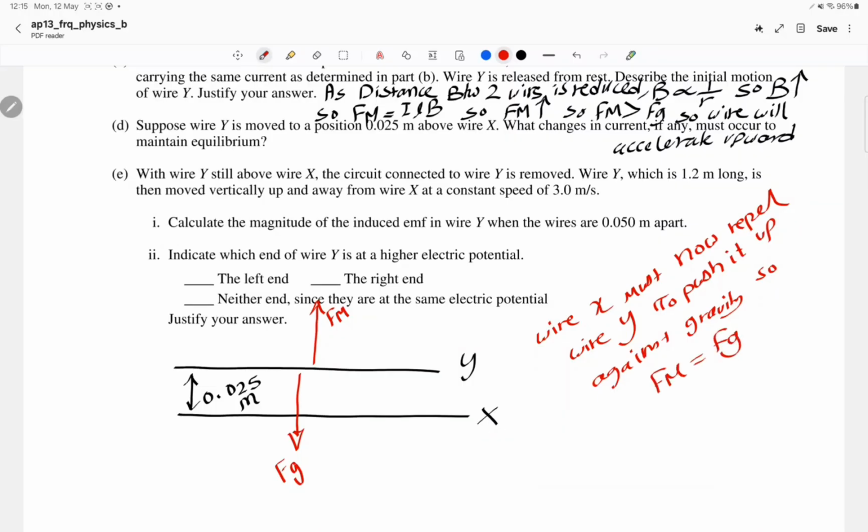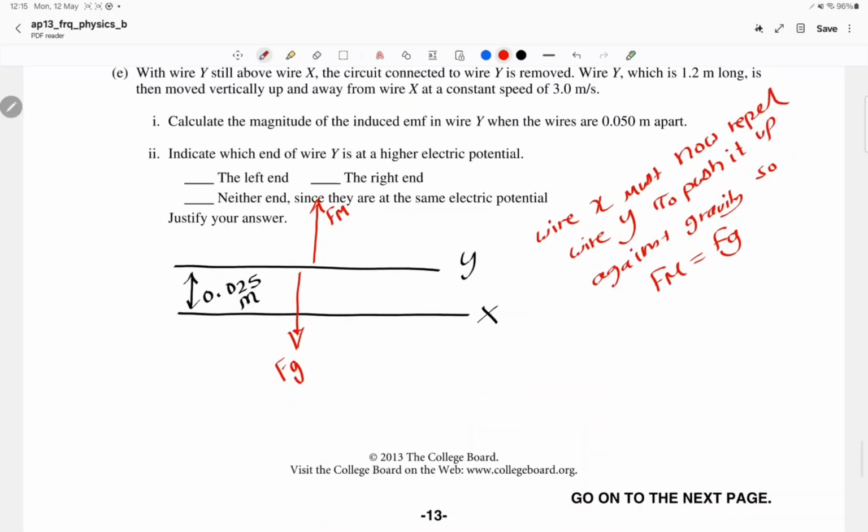Now, for one wire to repel another wire, the currents in them have to be going in the opposite directions. That means if the current in wire X was going to the right, the current in wire Y has to be going to the left. So the direction of current in wire Y must now be reversed. Okay.